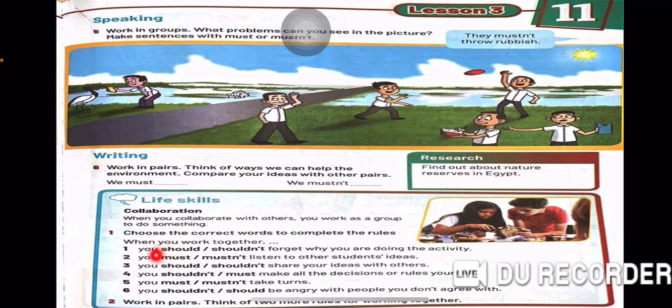Life skills. You should or you shouldn't forget why you are doing the activity. You shouldn't forget why you are doing the activity. You must or you mustn't listen to other students' ideas. So we will choose you must. Number 3, you should or you shouldn't share your ideas with others. You should share your ideas with others.